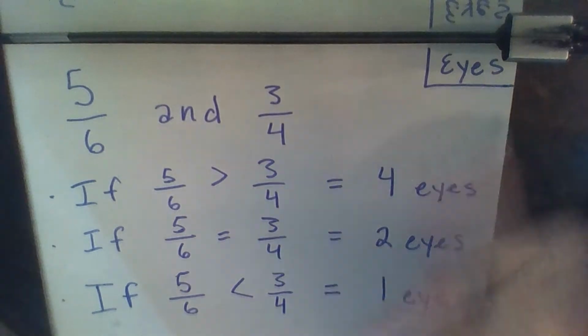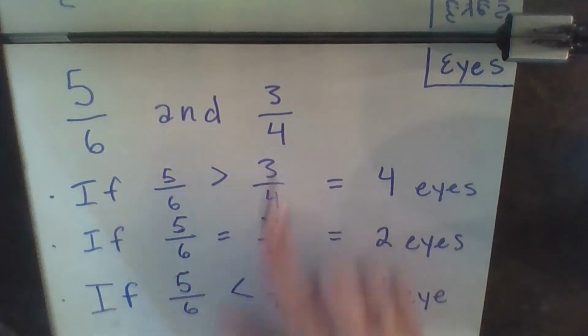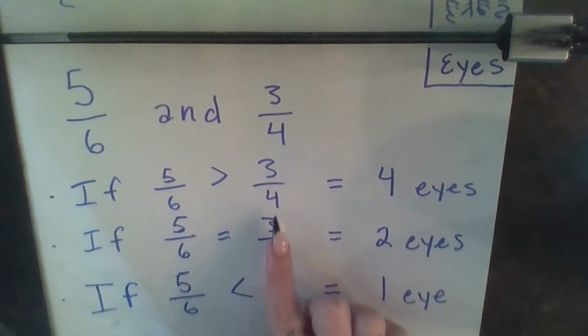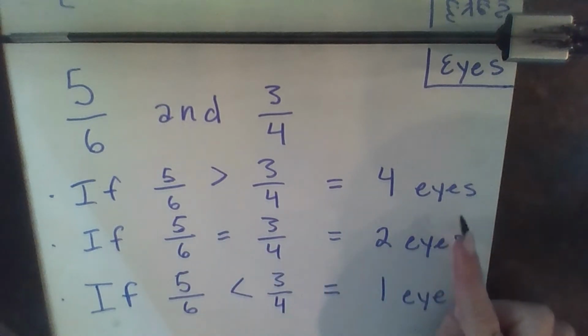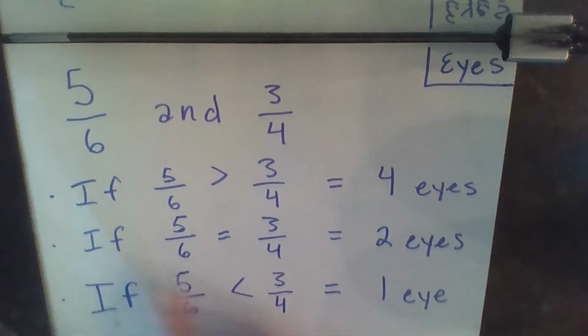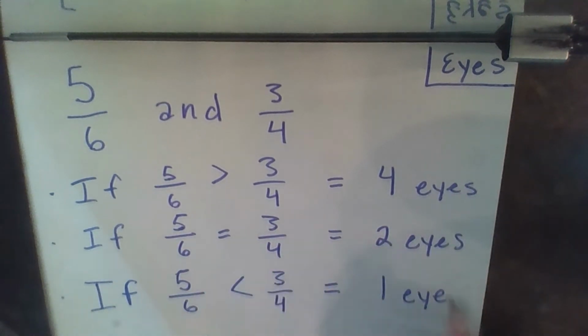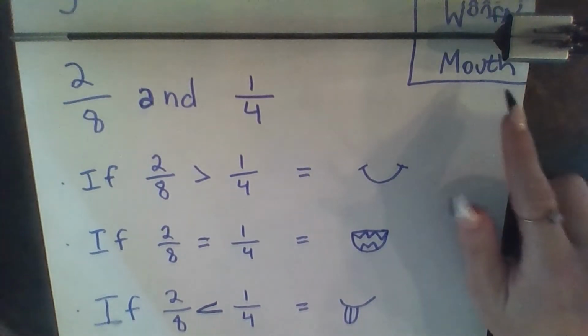Our fractions are 5/6 and 3/4. If you think that 5/6 is greater than 3/4, then give the monster 4 eyes. If you think that 5/6 is equal to 3/4, then give the monster 2 eyes. And lastly, if you think that 5/6 is less than 3/4, then give your monster 1 eye. Next, we can draw a mouth for the monster.